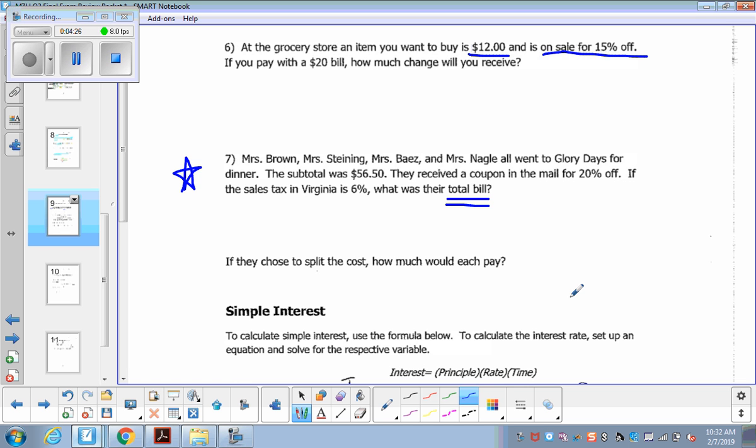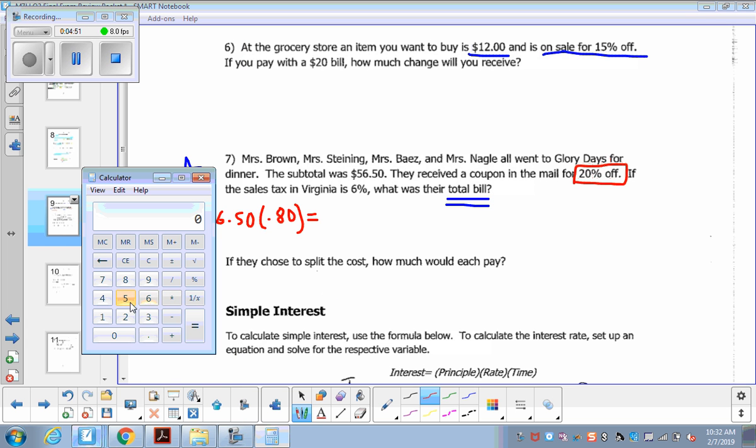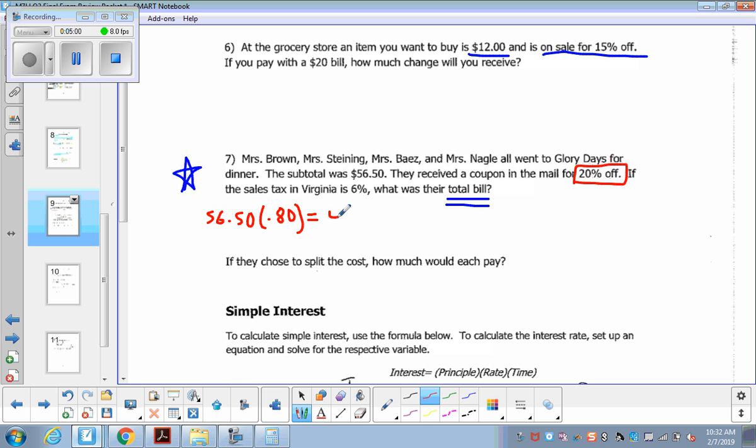And what I wanted to review in number 7 is that you can go ahead and subtract the discount. So you're going to have your starting number, the 56.50, and you're going to multiply by 0.80, because if it's 20% off, we have to pay for 80% of the meal. So when you do the 56.50 times the 80% that you have to pay for, they owe $45.20. That's the new number that you're going to be using for the rest of the problem in the calculator when you multiply by the 0.06 for the tax.